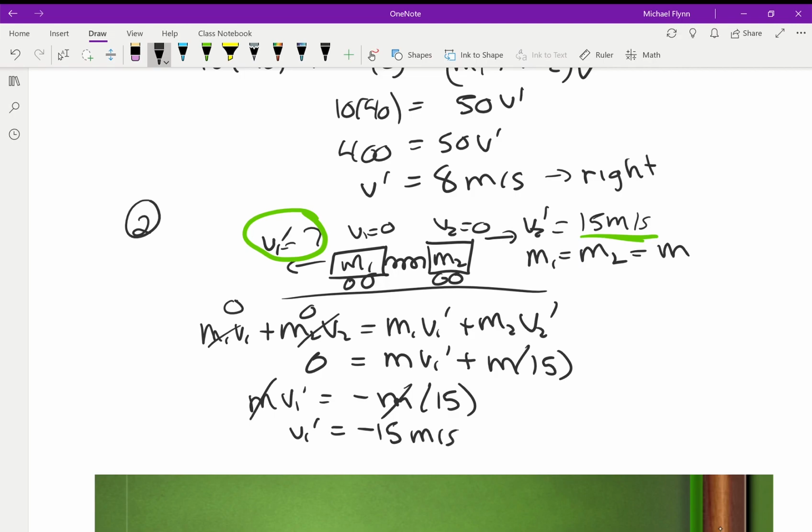Now, what does the negative sign mean? Well, if this way was the positive direction, the direction of v2 prime is in that direction. Which direction is v1 prime? Clearly, it's in the opposite direction, right? So v1 prime is moving that way, in the negative direction. Remember these are vectors, so that's what the negative sign means. It means it's the opposite direction. So it's moving to the west, if you like, and the other one's moving to the east. So there you go. That's how you do conservation of momentum in one dimension.